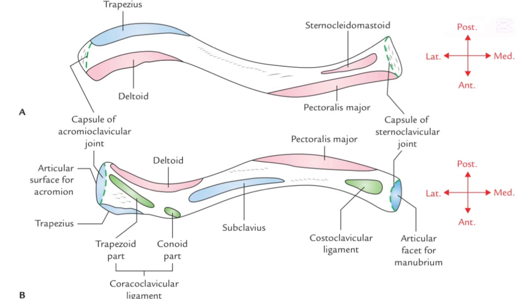Sometimes you can also see in the medial end the interclavicular ligament, holding the two clavicles. The interclavicular ligament attaches the medial end of the right clavicle to the medial end of the left clavicle. So we have talked about the joints, we have talked about the ligaments. The next thing is muscles. What are the muscles attaching to these two ends?